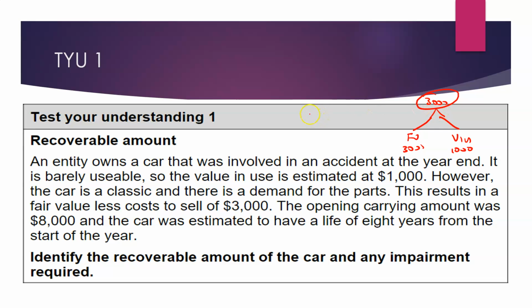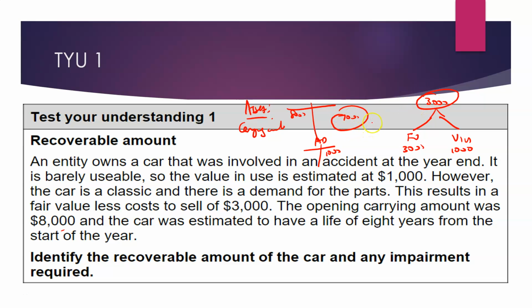Right. Now you also have the asset itself, which is held at carrying amount. And the carrying amount right now, the opening value, is 8,000. And then you have accumulated depreciation of, of course, it's over 8 years, so that's 8,000 over 8 years. So that's 1,000 each year. And so the net book value is 7,000, right? So currently carrying amount is at 7, recoverable amount is at 3.